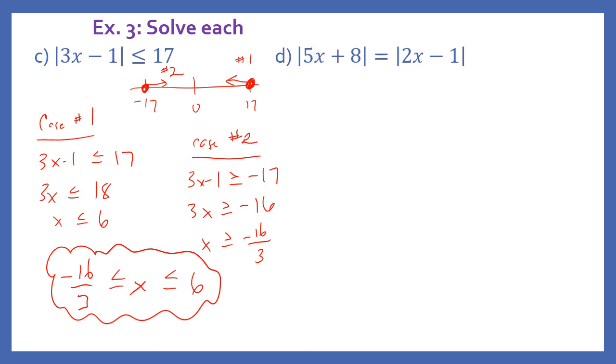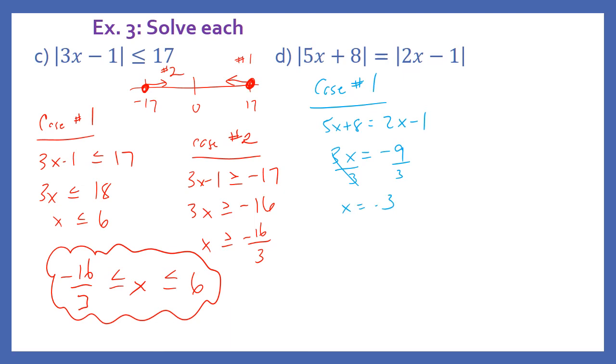So case number 1 could be 5x plus 8 equals 2x minus 1. Bring over the 2x, becomes negative. 5x minus 2x is 3x. Bring over the 8, becomes negative. Negative 1 minus 8, negative 9. Divide both sides by 3. X equals negative 3. There's one case.